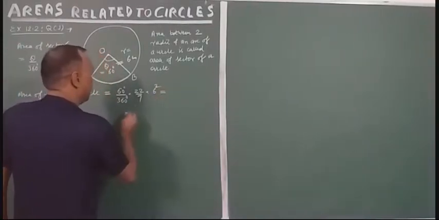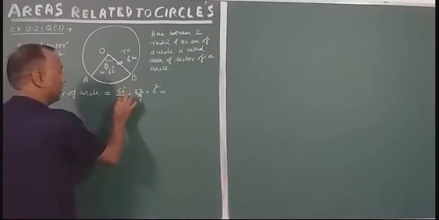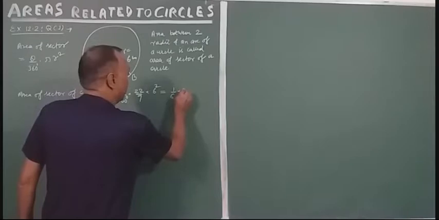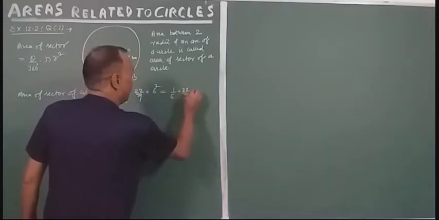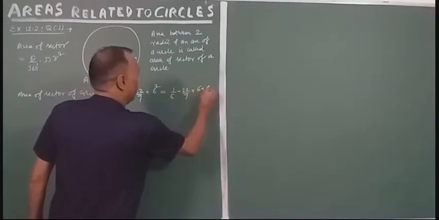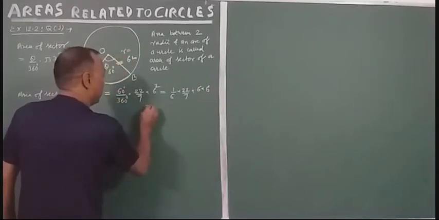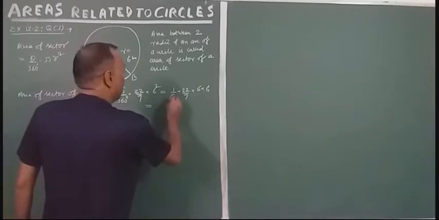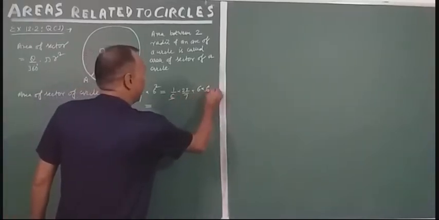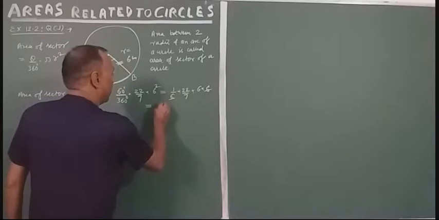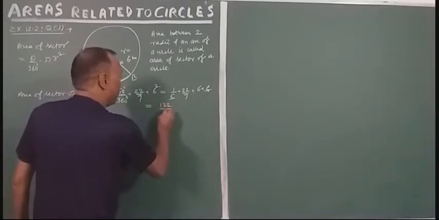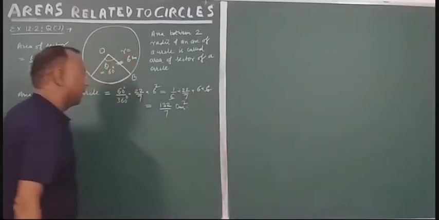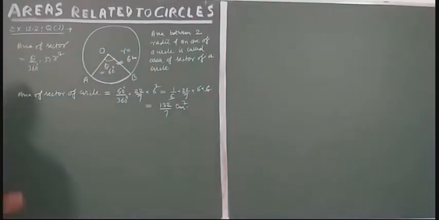So what will it be? 6 ones are 6, 6 sixes are 36, so 1 upon 6 into 22 upon 7 into 6 into 6. When you solve this, this 6 and this 6 are cancelled. 22 sixes are 132 upon 7 centimeter square.